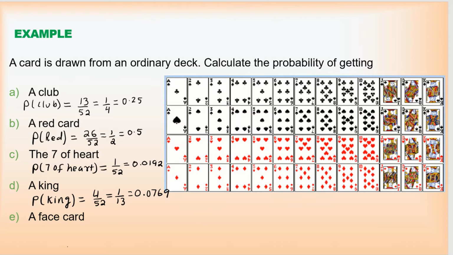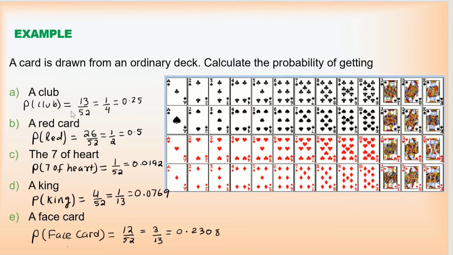Now the last one here, we have to calculate the probability of getting a face card. You can see here, in each type of card, there are 3 cards with a face. Here is a face, here is a face, here is a face. So there are 3, 3, 2 is 6, 3, 3 is 9, 3, 4 is 12 face cards. So 12 out of 52. And if you reduce that, you'll get 3 over 13 or 0.2308.